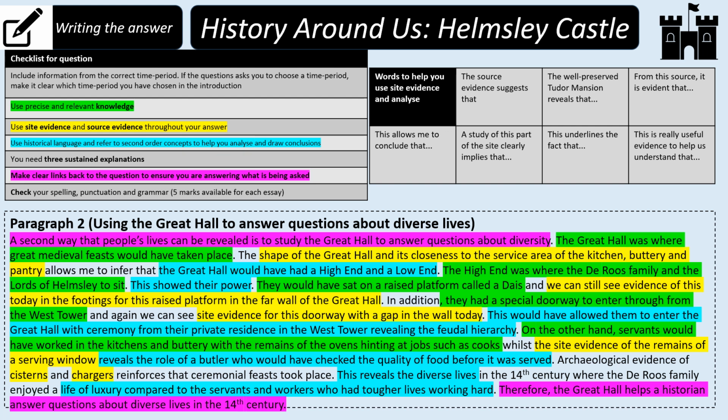A second way that people's lives can be revealed is to study the Great Hall to answer questions about diversity. The Great Hall was where great medieval feasts would have taken place. The shape of the Great Hall and its closeness to the service area of the kitchen, buttery and pantry allows me to infer that the Great Hall would have had a high end and a low end. The high end was where the de Roos family and the Lords of Helmsley sat. This showed their power.